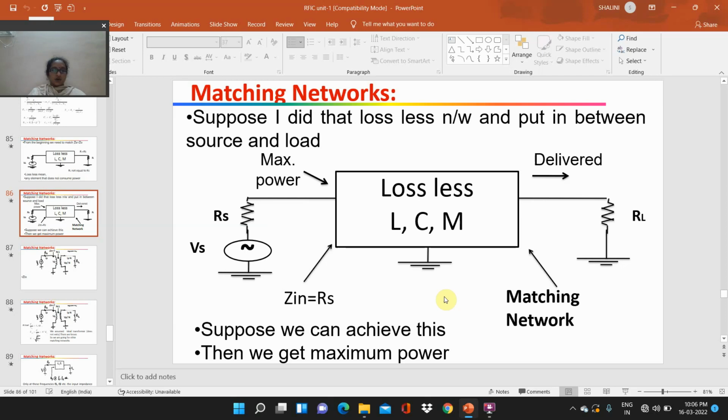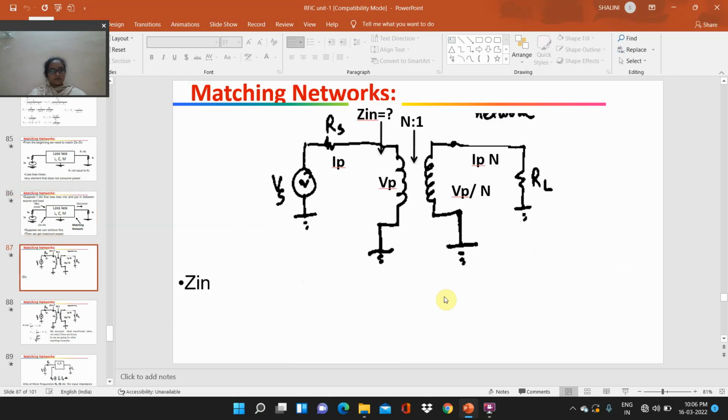Zin is equal to Rs, the matching network. Suppose we achieve this, then we can get the maximum power. For the matching network, we are taking here mutual inductance, that is, a transformer. So what is the input impedance for this?